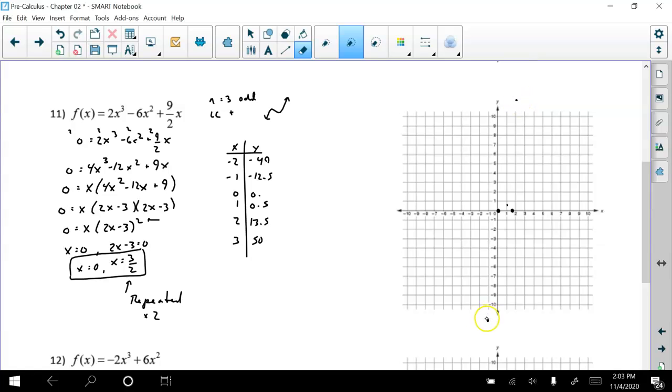So what's going to happen? It's going to go up, go through 0, 0, back down, and it's going to bounce. It just touches that x-axis. It doesn't go through the x-axis. So that's what I mean when it has that even multiplicity: it bounces off of the graph. It doesn't go through the graph. So you can see our end behavior. It falls to the left, and it rises to the right. And we found all of our zeros as well.